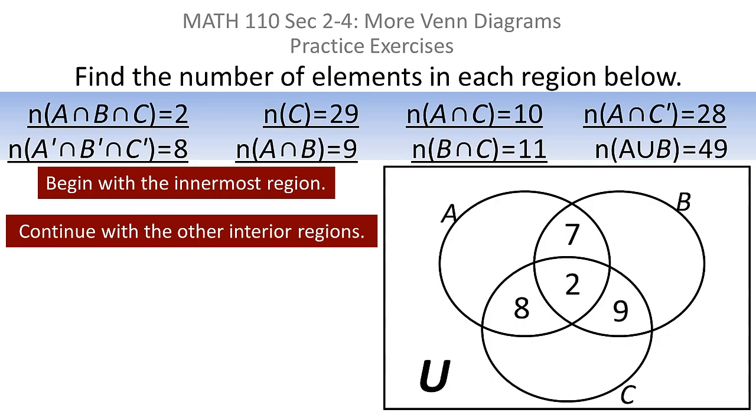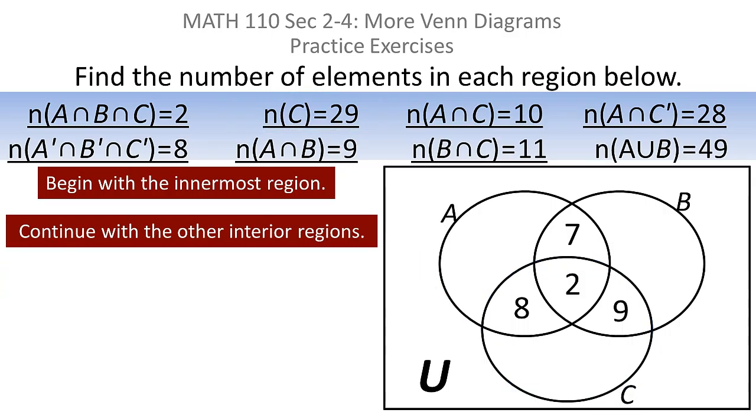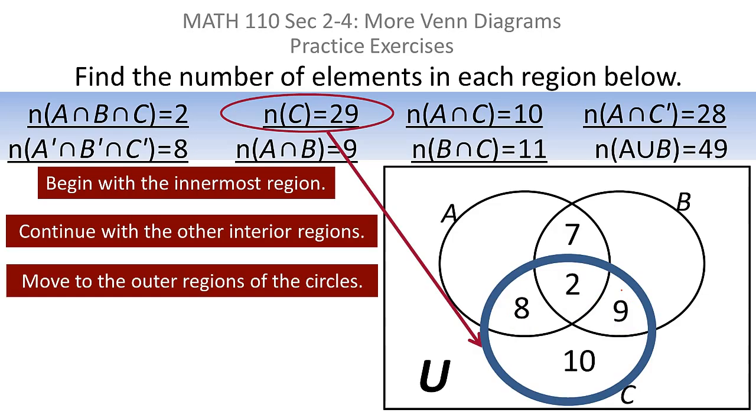Now I'm ready to move to the outer region. So for instance, if I look at the entire set C, I'm told there are 29 elements in set C. Well, I already had part of them. I had 8 plus 2 is 10 plus 9 is 19, but I have to get up to 29, so I have to add 10 more. And now I have 29 elements in set C.